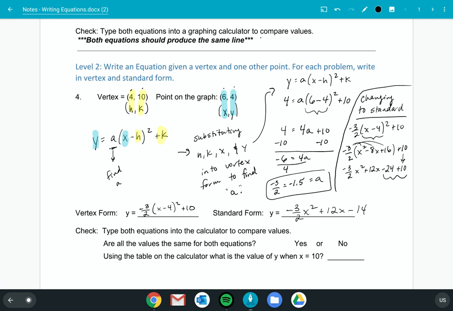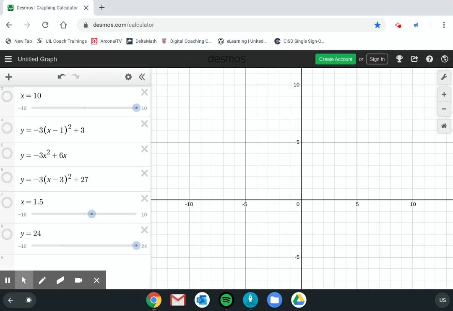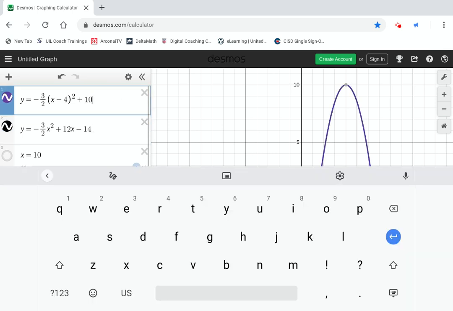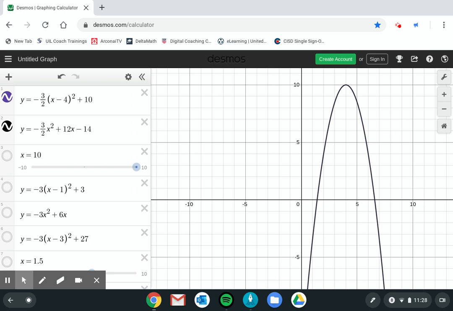Okay. So I already have some things prepped for today for us to talk about. If you notice, this was my vertex form. And the standard form I got was this. So if we notice, both of my equations are the exact same line, like we've already talked about. So yes, both forms represent the exact same line.